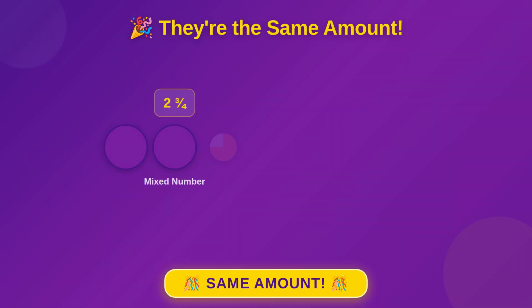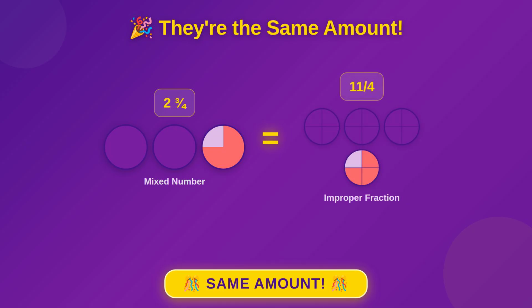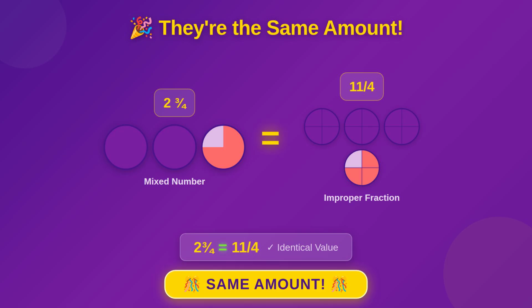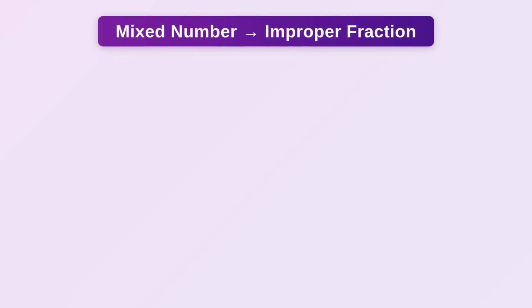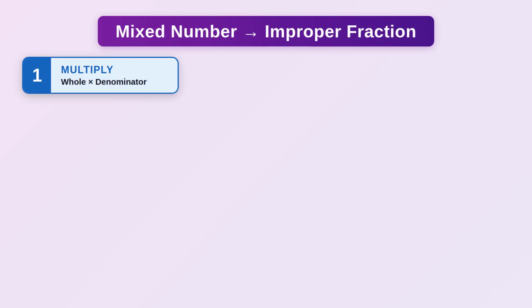Here's the coolest part. A mixed number and an improper fraction can represent the exact same amount. 2 3/4 equals 11/4. They look totally different, but they're identical in value. It's like saying a dozen eggs versus 12 eggs. Same thing, different words. So, why do we need both forms? Because different math problems work better with one or the other. That's why knowing how to switch between them is such a powerful skill. Ready to learn the trick?